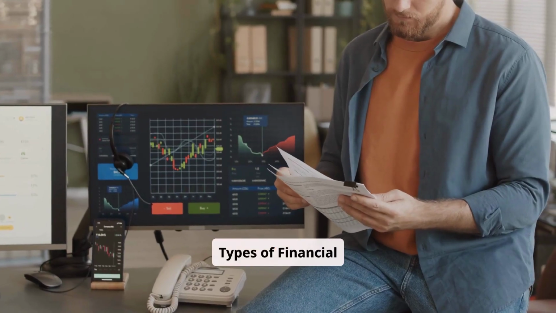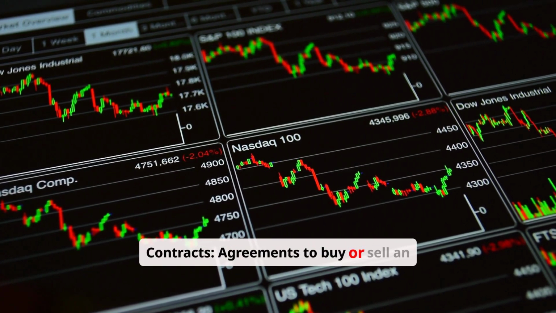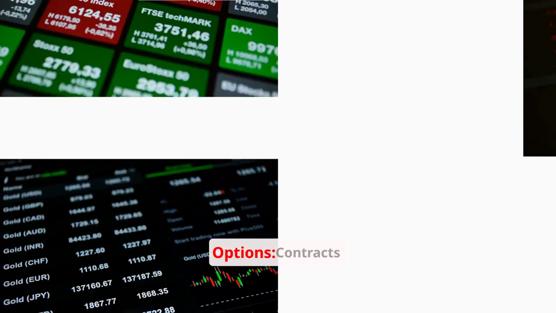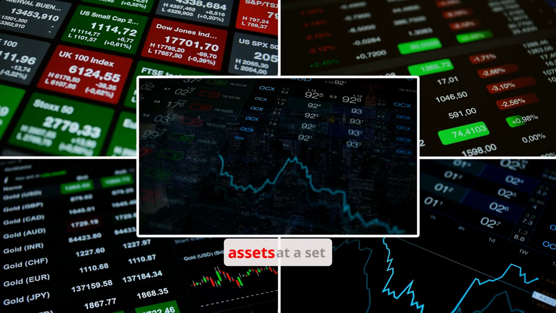Types of financial derivatives. Futures contracts, agreements to buy or sell an asset at a predetermined price in the future. Options, contracts that give the right, but not the obligation, to buy or sell assets at a set price.